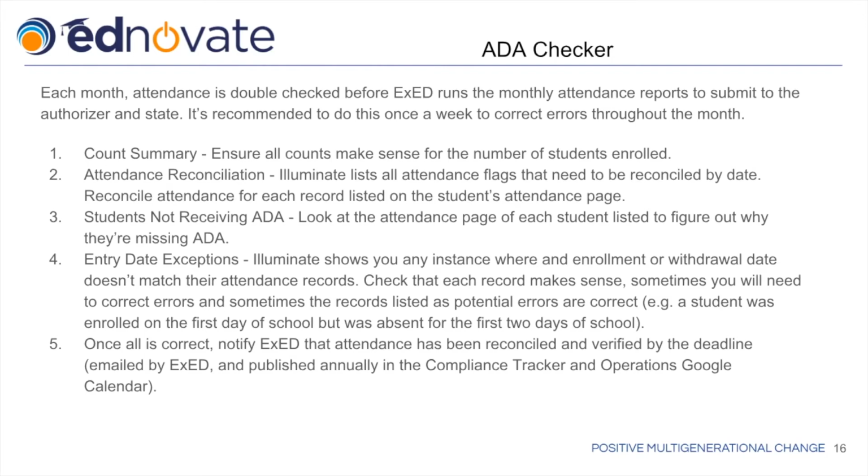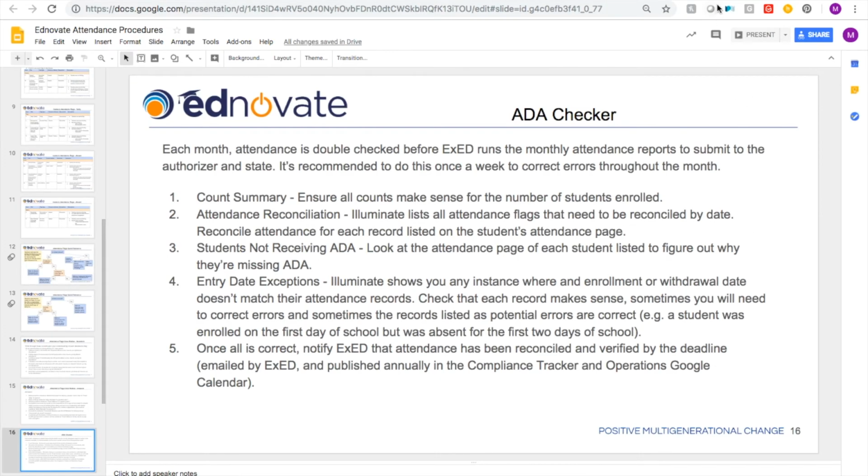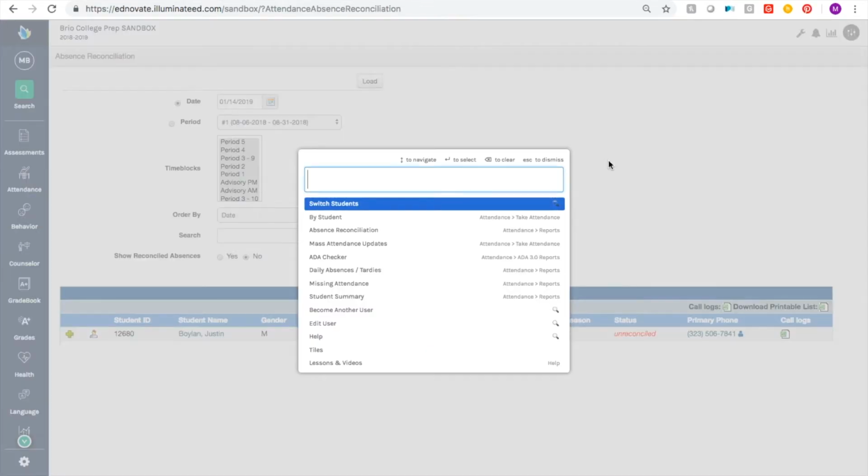So moving on to the ADA checker, every month attendance is double checked before ExEd runs the attendance reports, and then those are submitted to our authorizers and to the state ultimately. It's recommended to check the ADA checker throughout the month to take care of any errors throughout the month so it doesn't build up at the very end in the last couple of days you have before it needs to be turned into ExEd. So running through the ADA checker.